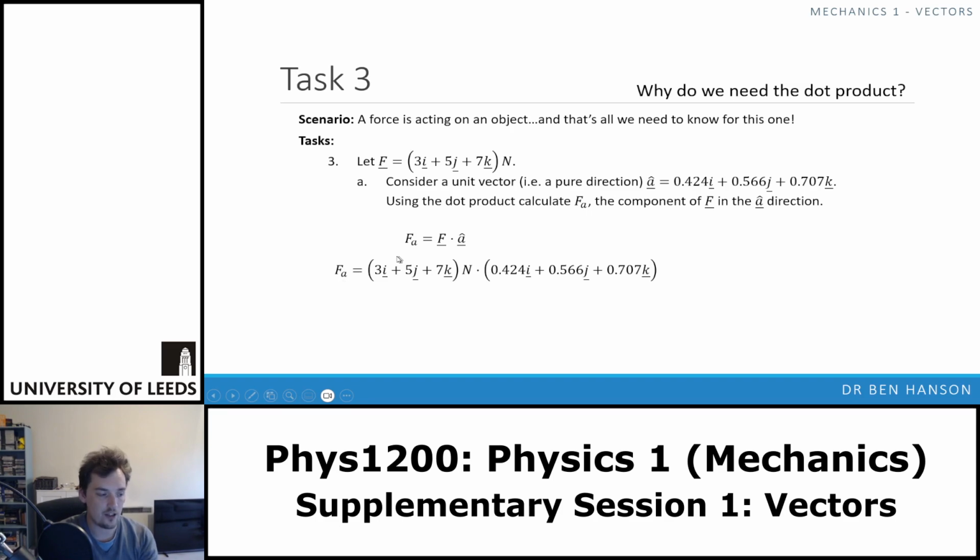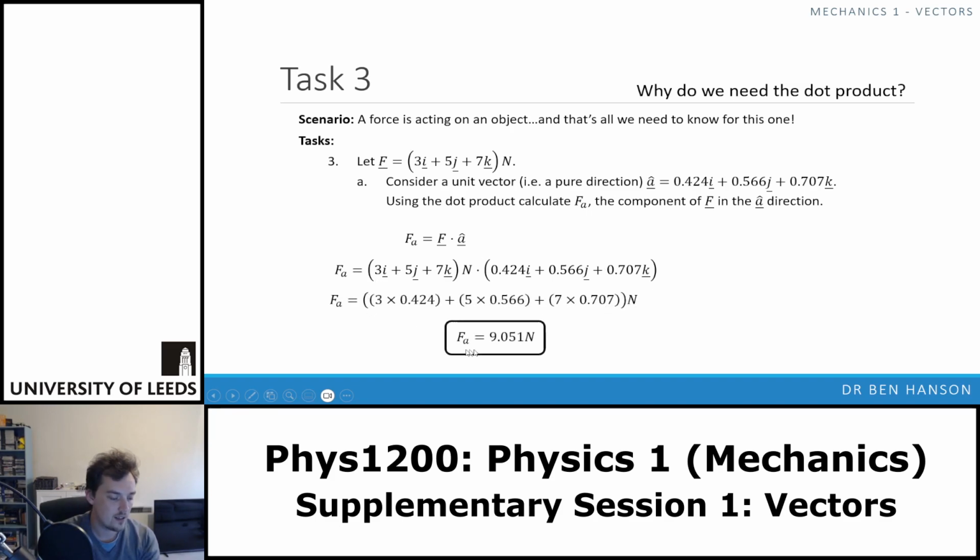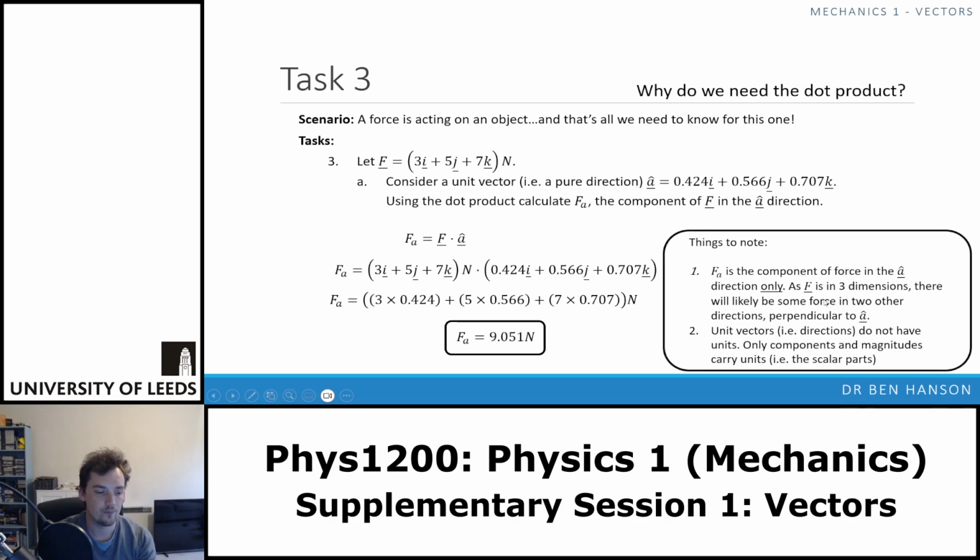And so we can do that dot product, right? It's 3 times that, 5 times that, 7 times that. Add them all together. Newtons comes out the end. And there we go. The amount of this force in that direction is 9.051 newtons.